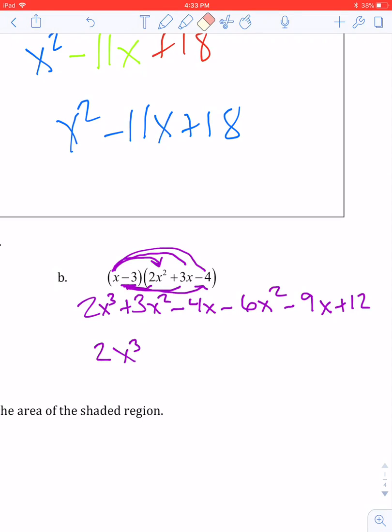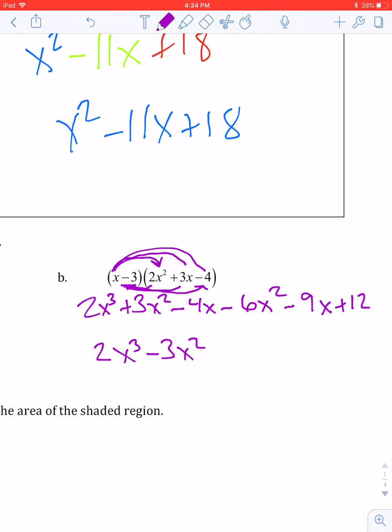Okay? Now I've got a term here with x to the second. I'm going to see all the other terms that have x to the second. There's another one, and that seems to be the only one. That's a positive 3 combining with a negative 6, so my new term is going to be a negative 3x squared.